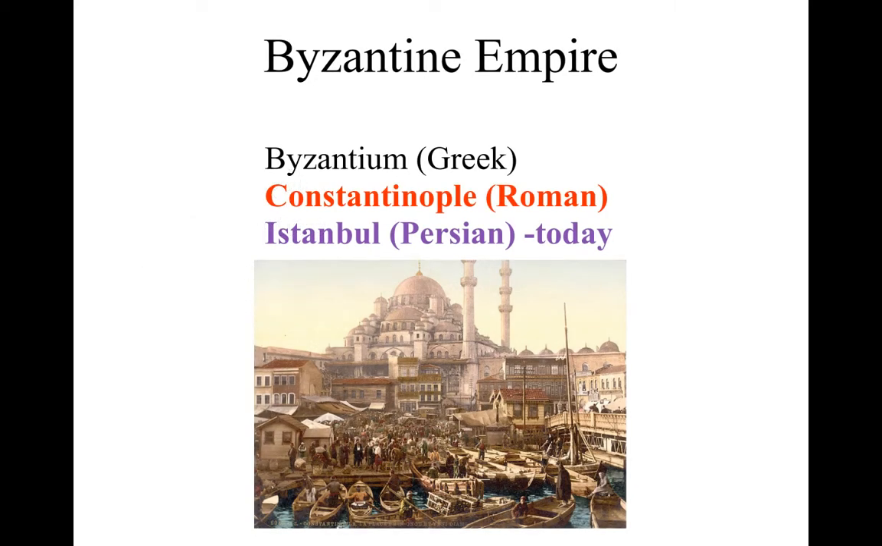Today the city of Istanbul was once the city of Constantinople, capital of the Byzantine Empire. The term Byzantine Empire really refers to historians titling the change in Roman history. It's actually named after the original city of Istanbul and Constantinople, Byzantium. So one city, three different names.